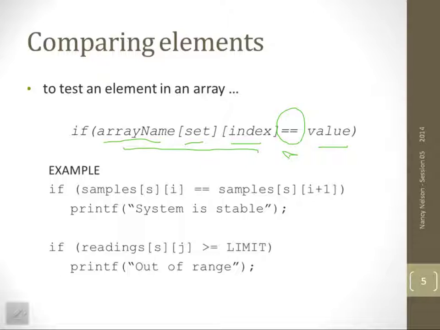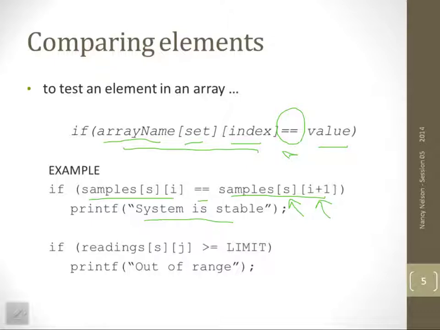So let's take a look at our examples here. So we have the sth set, the ith element, and we're looking to see if it's equal to the element that follows it. So we're in the same set, but we're in the i plus 1th element, which means we're looking at the next one. And in this case, we're maybe looking to see if we're holding a temperature. So we're saying the system is stable.